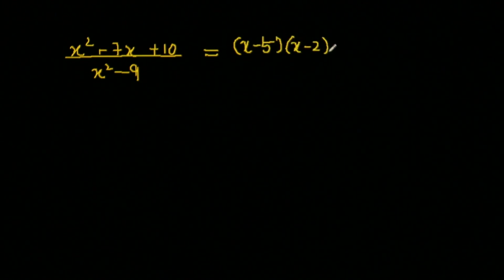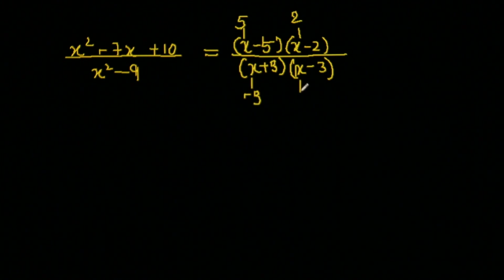Here we have x squared minus 7x plus 10 over x squared minus 9, which is equal to (x minus 5)(x minus 2) taken over (x plus 3)(x minus 3). If you're wondering how I got this, you can go back to the videos on factorization and you'll see. This term gives us a 0 at 5, this term gives us a 0 at 2, this term gives us a minus 3, and this one gives us a 3.